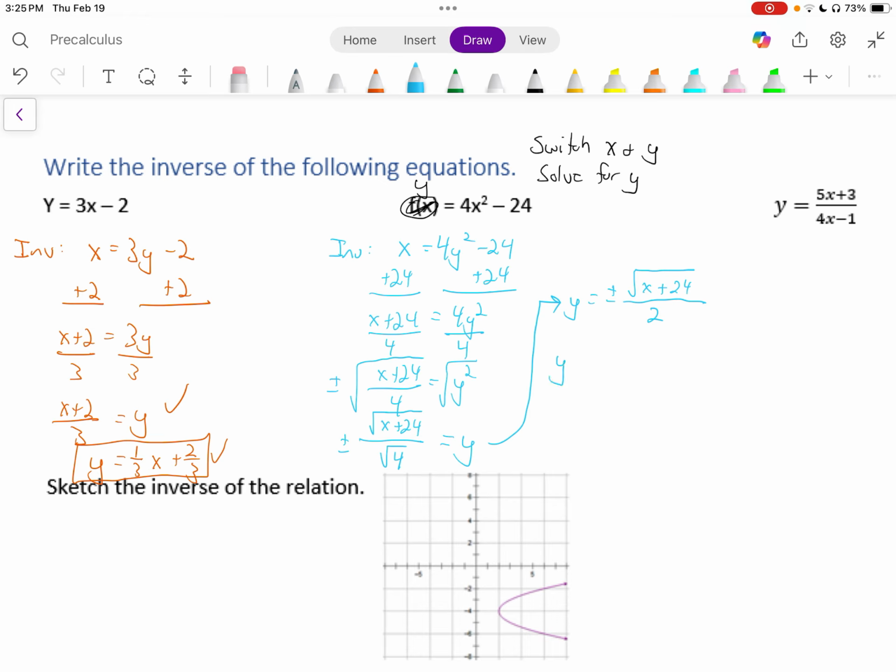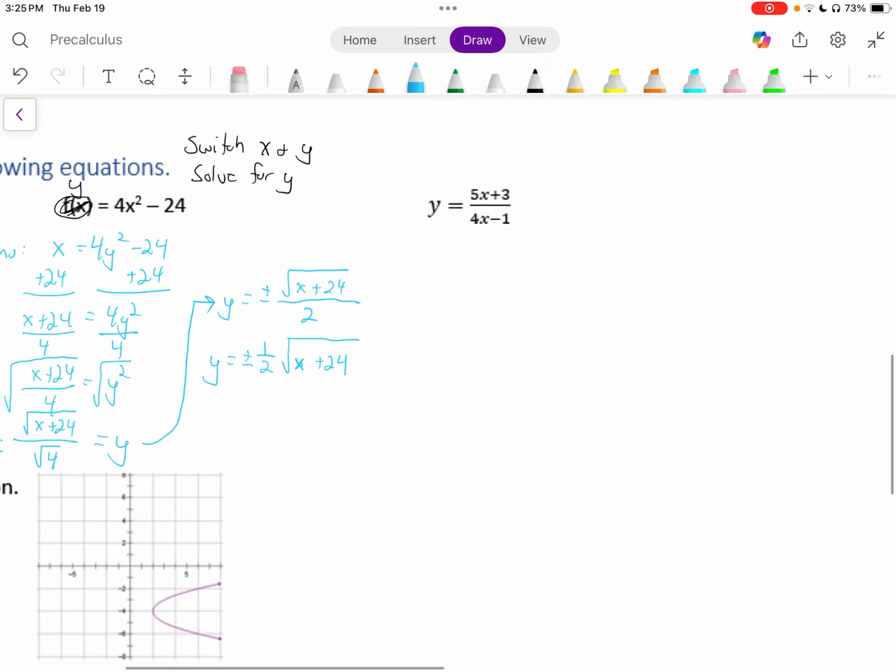That's correct. Some might also write this as plus or minus, dividing by 2 is the same as multiplying by a half. So 1/2 square root of x plus 24. So either one of those two is great.